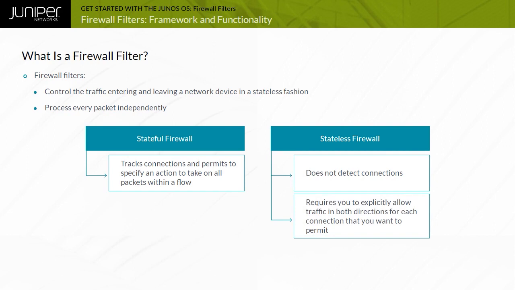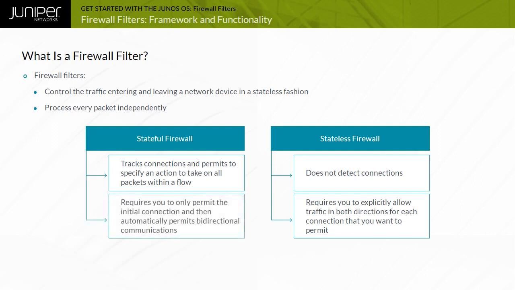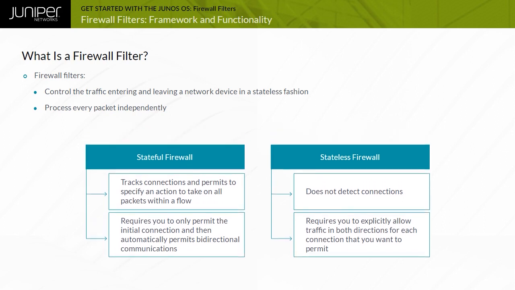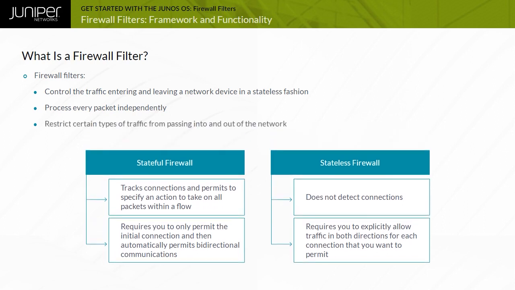Because the system does not keep state information about connections, you must explicitly allow traffic in both directions for each connection that you want to permit. Stateful firewall filters only require you to permit the initial connection, and then automatically permit bidirectional communications for this connection. You can use firewall filters to restrict certain types of traffic from passing into and out of your network. You can also use firewall filters to perform monitoring tasks that help you plan an effective security strategy for your environment.